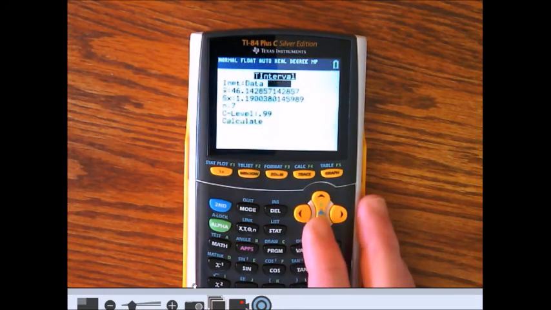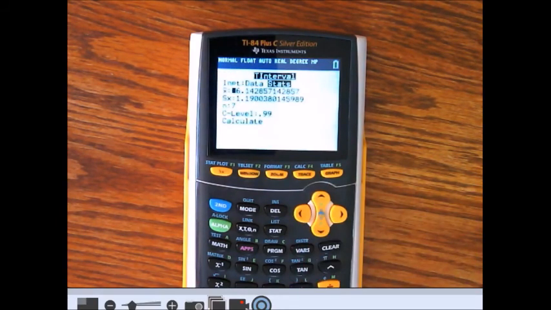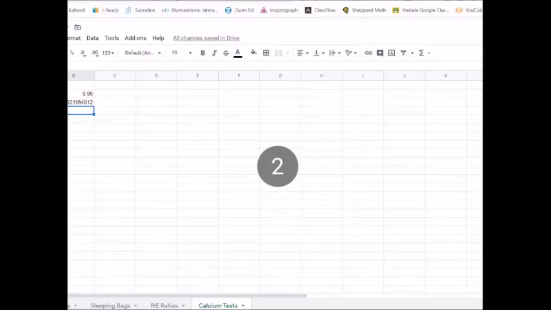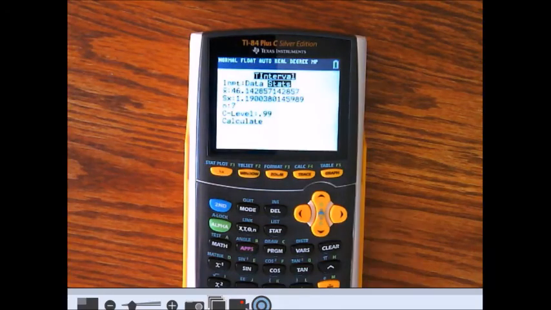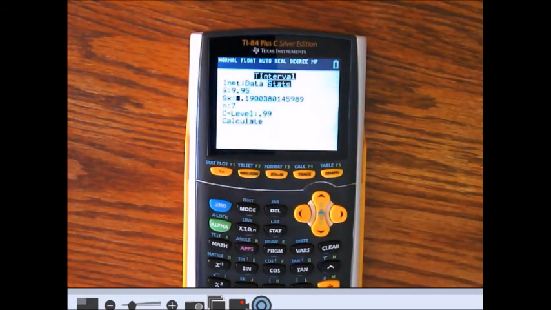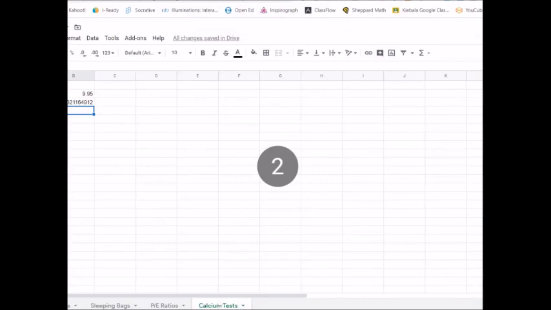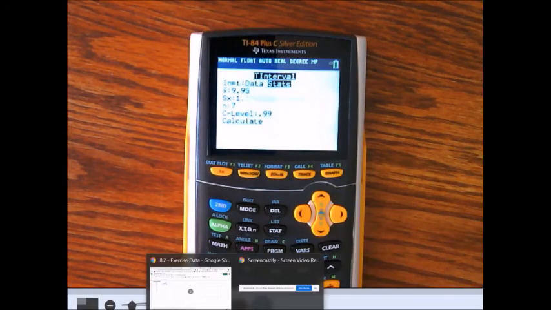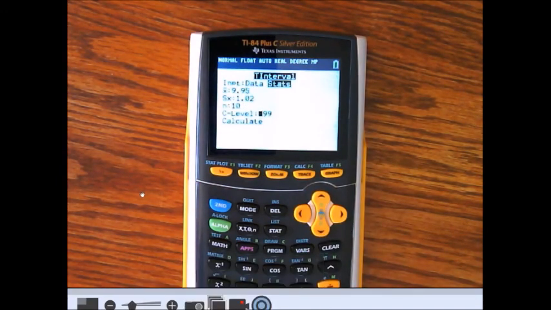All right, the sample mean was 9.95. Standard deviation was 1.02. I believe there were 10 tests, and we want a 99% interval. So 8.9 to, let's say, 11. 8.9 to 11.